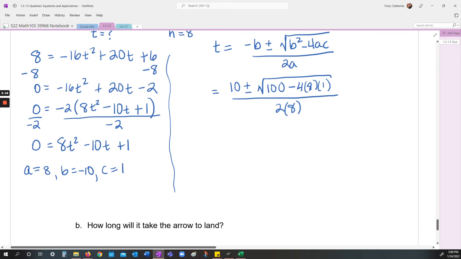Okay, so it looks like this is going to be 100 minus 32. So 10 plus or minus square root of 100 minus 32, I think, is 68, all over 16. So most of the problems we've done, from here, we would keep our square root. We wouldn't necessarily use a calculator, and we would simplify the square root of 68 and then see if we could maybe cancel some stuff.